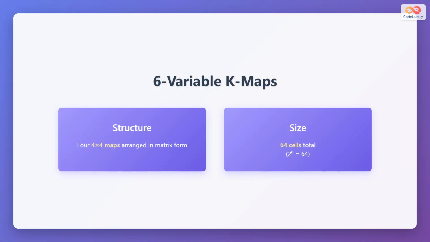Let's explore 6-variable K-maps. A 6-variable K-map is structured with 4 4x4 maps arranged in a matrix form. A 6-variable K-map has a total of 64 cells, since 2 to the power of 6 equals 64.